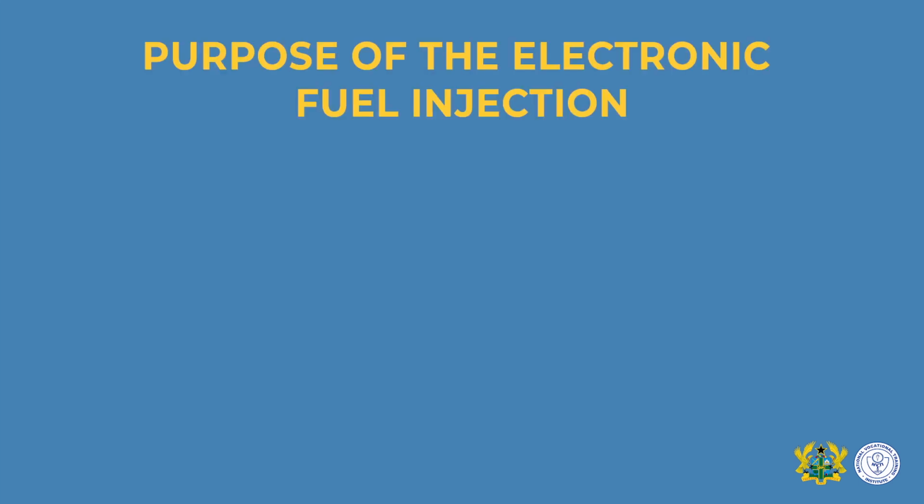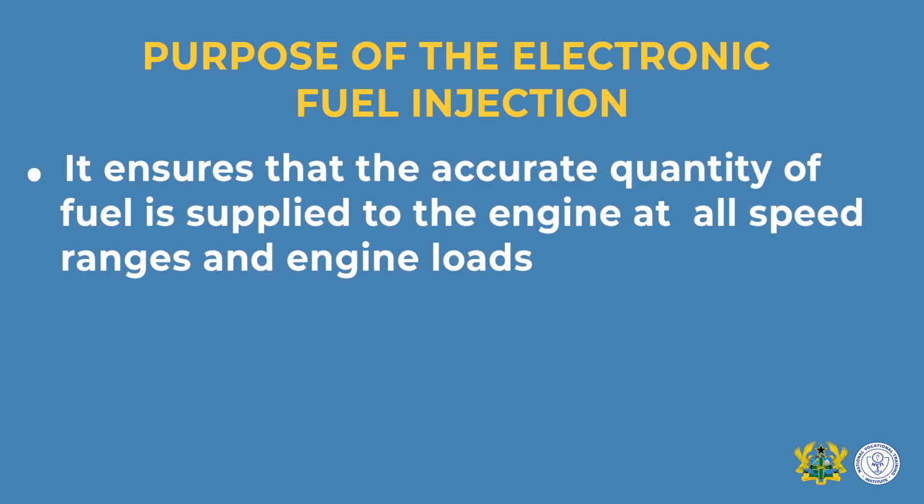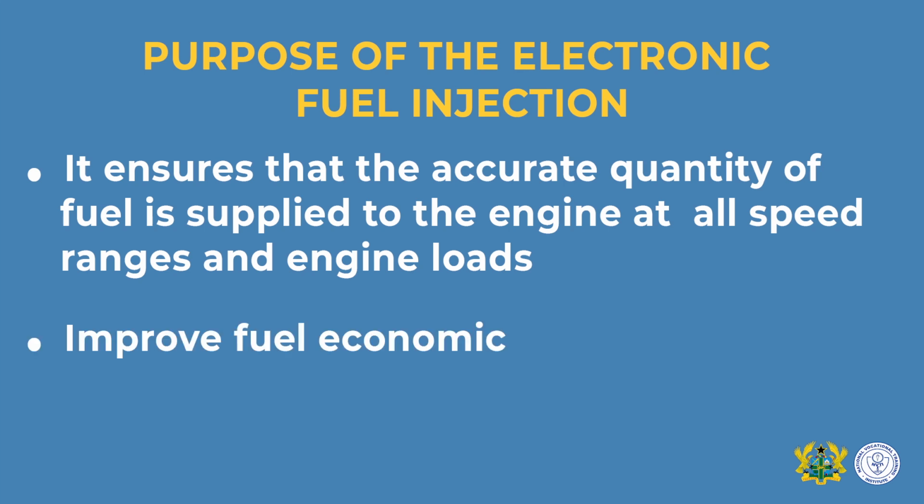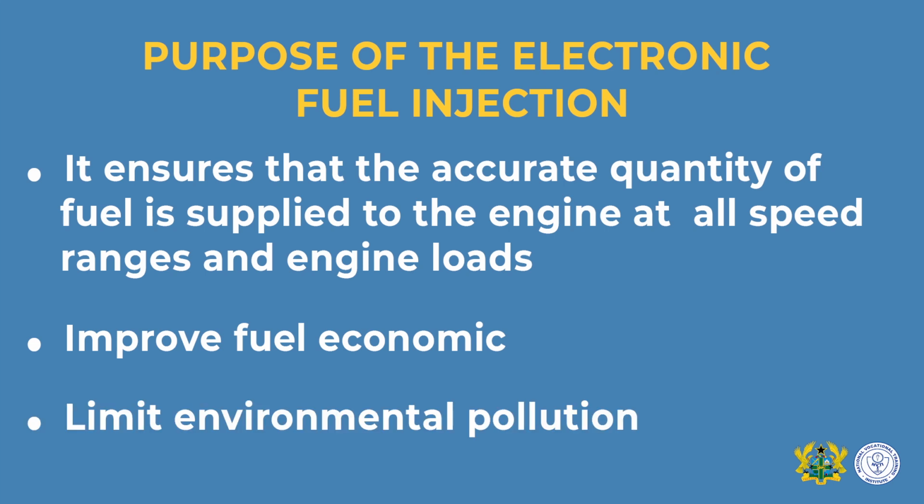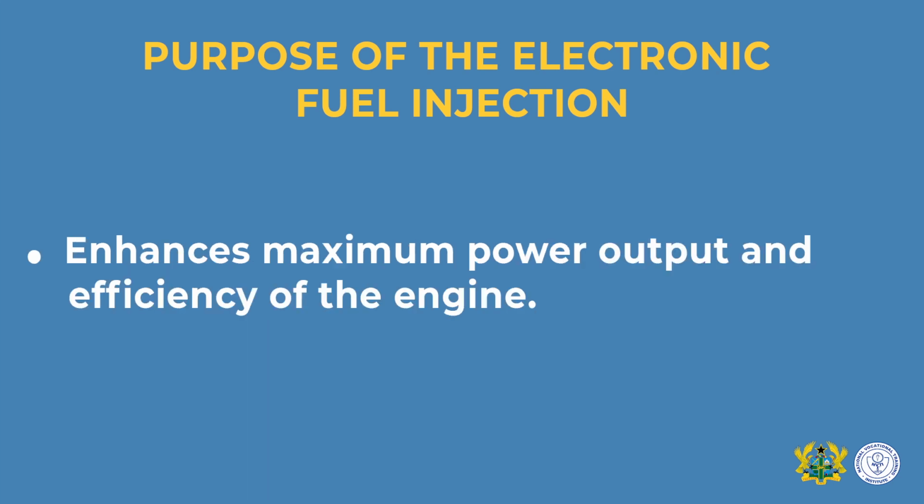Why do we need the electronic petrol injection in our system? It is to ensure that an accurate quantity of fuel is supplied to the engine at all engine speeds, ranges, and loads. It improves fuel economy, limits environmental pollution, enhances maximum power output and efficiency of the engine. That's the purpose of the electronic fuel injection system.